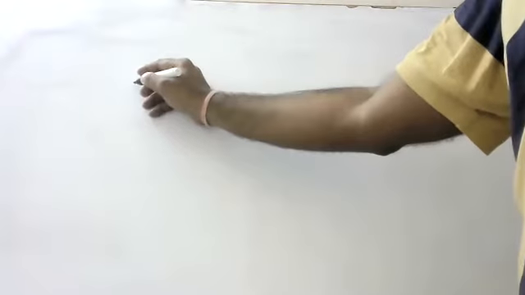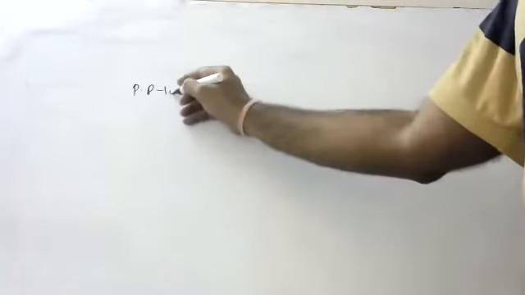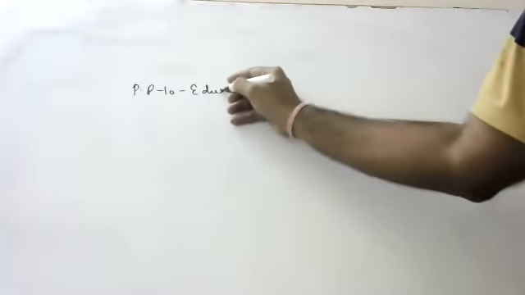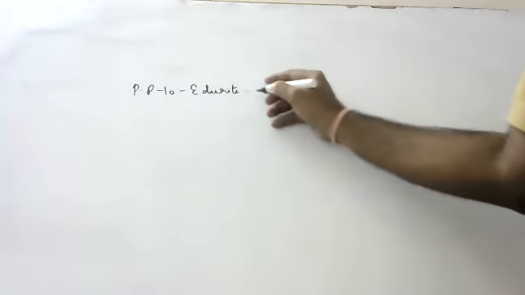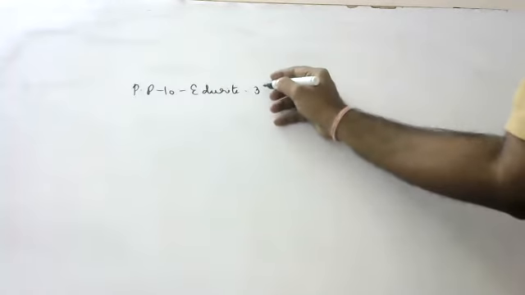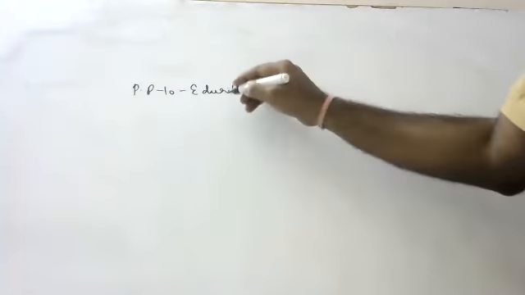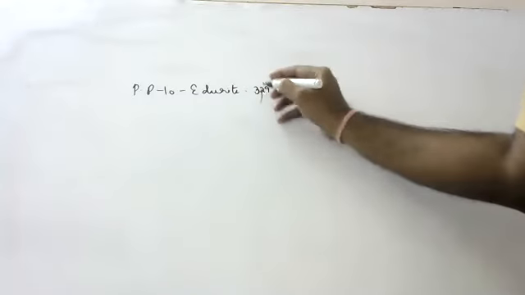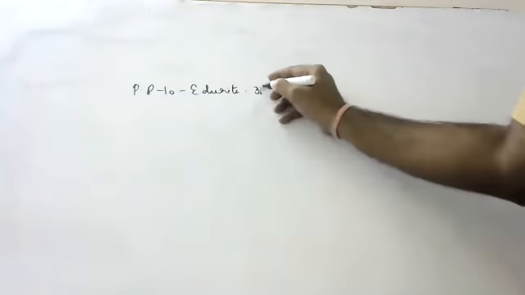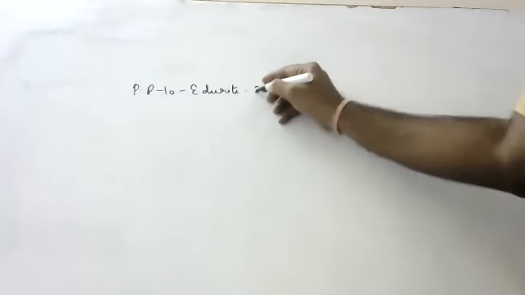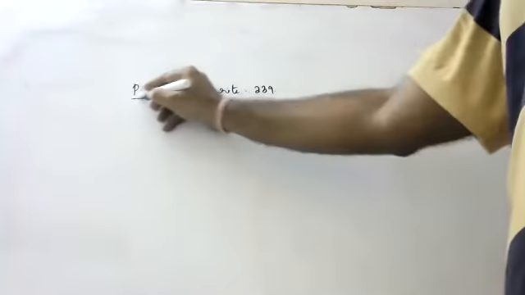So children, today we are going to discuss model paper number 10 from the Edurite series. Model paper number 10, page number how much, children? Page 239. All of you please scroll to page number 239.